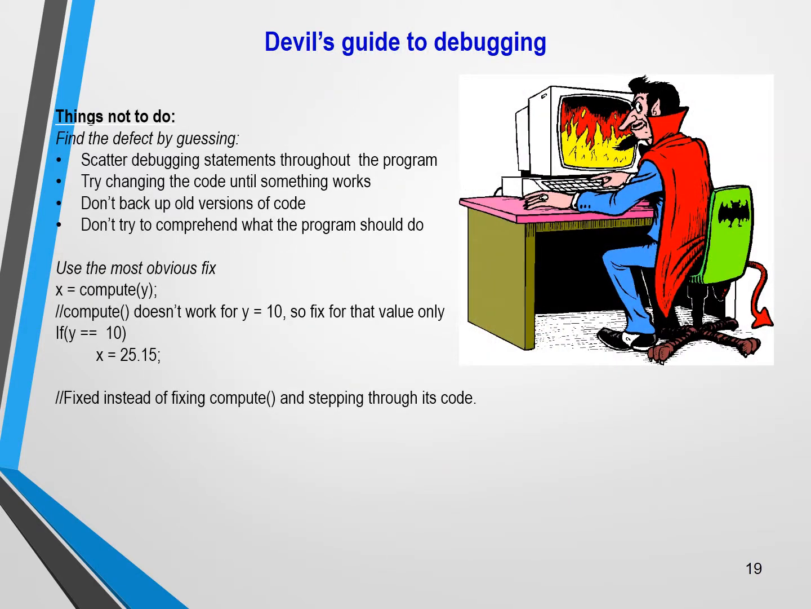Devil's Guide to Debugging. Things not to do. Finding the defect by guessing. You don't want to scatter debugging statements throughout the program, or change the code randomly until something works. Be sure to back up old versions of your code in case something happens, and you want to try to comprehend what the program is doing. You don't always want to use the most obvious fix, at least in the example that was provided, where if y equaled a specific value, they just automatically set the value for x, rather than making it work as intended.